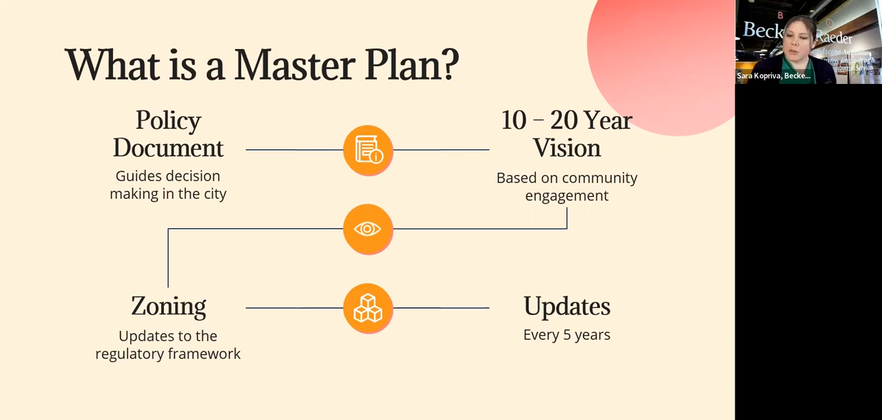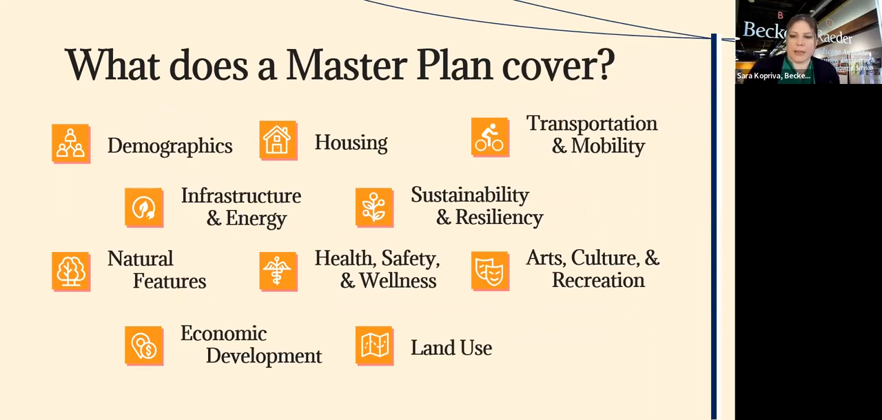And the master plan is required to be reviewed every 5 years and updated when necessary. So that's why we're here today, during that update of the master plan. The master plan includes various chapters covering all different sections of land use planning. So we have housing, transportation, economic development. You'll see from the screen, each of these will be a chapter that will be a component of the master plan in the end.